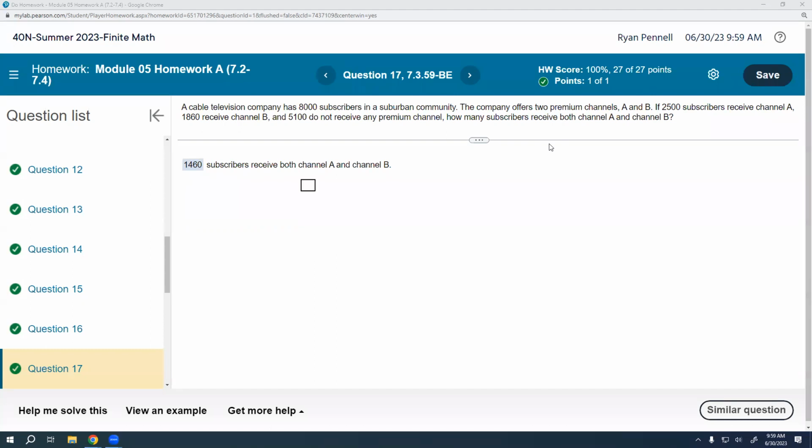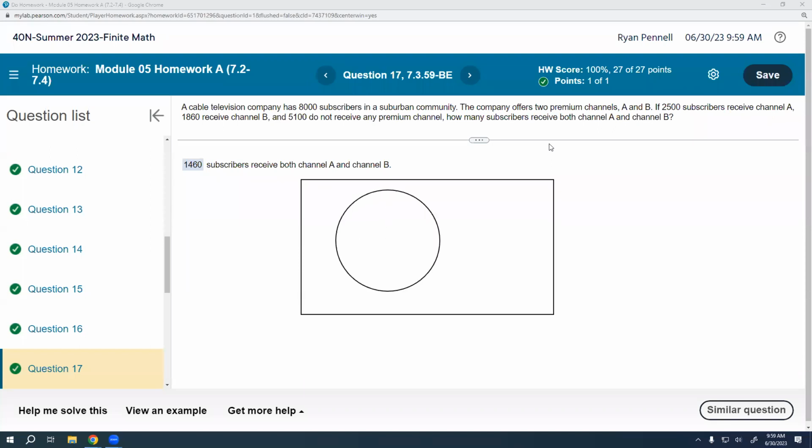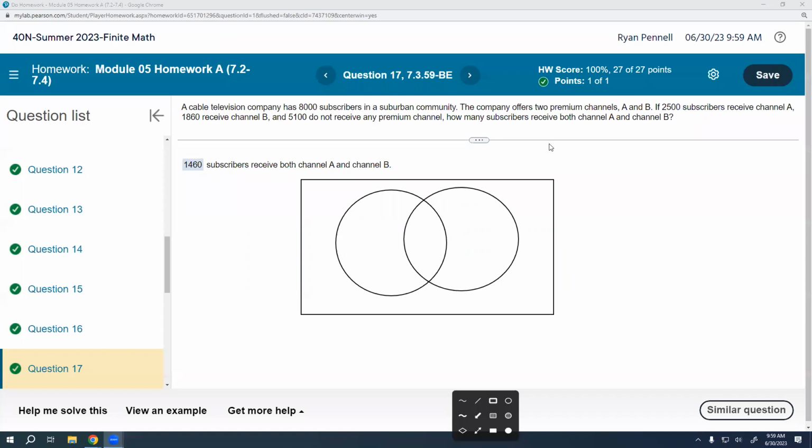Okay, I'm going to draw a Venn diagram to sort my thoughts out here. That would be the easiest thing for me to do. Label that A and that B. If we can, we always want to fill out the intersection first, but as a matter of fact, that's what we're looking for, so we can't do that. They told me that 5,100 are not in A and B at all. They're not inside at all. We have 8,000 total.